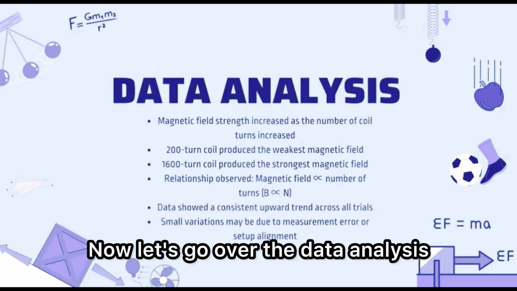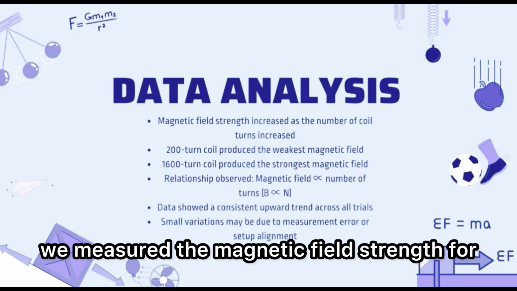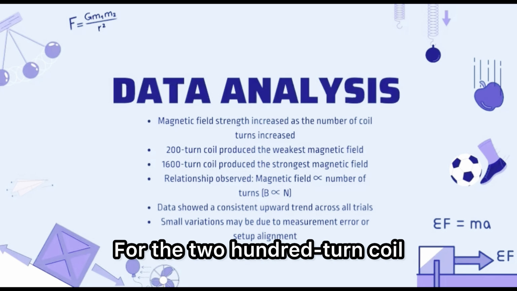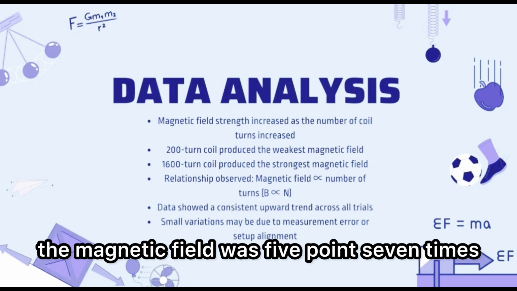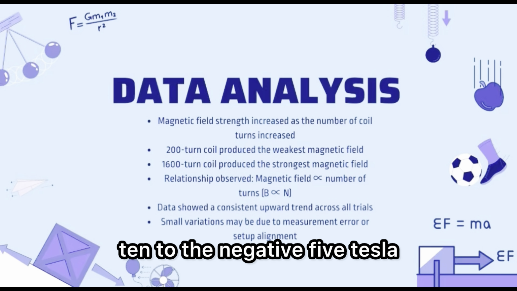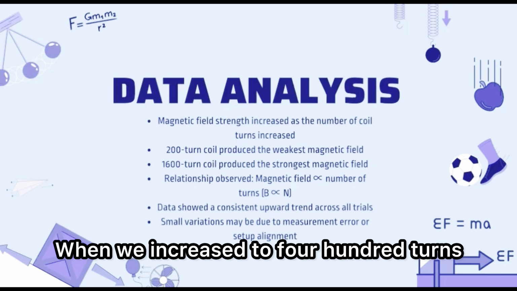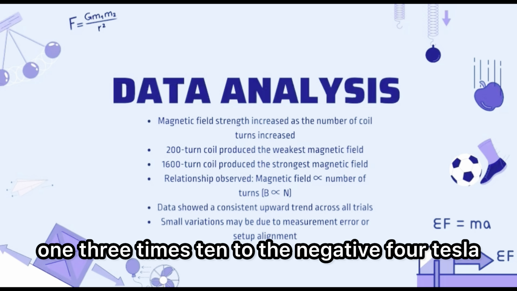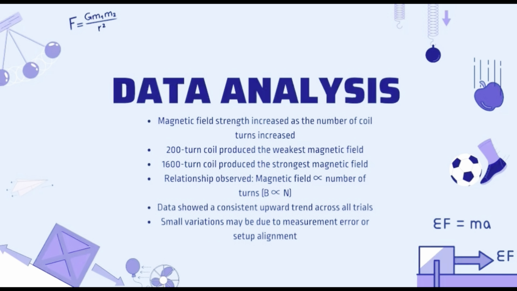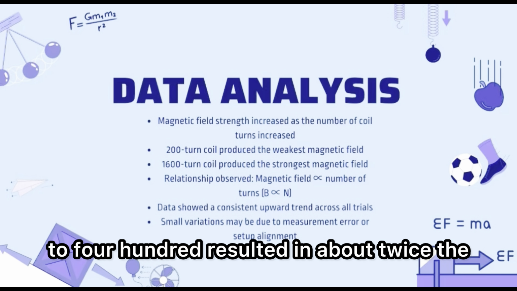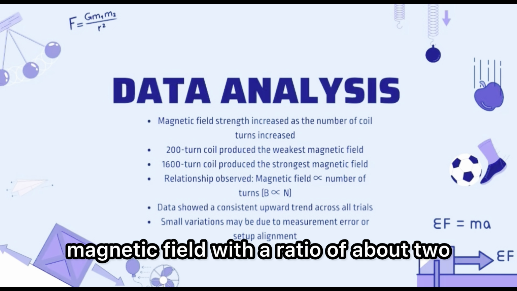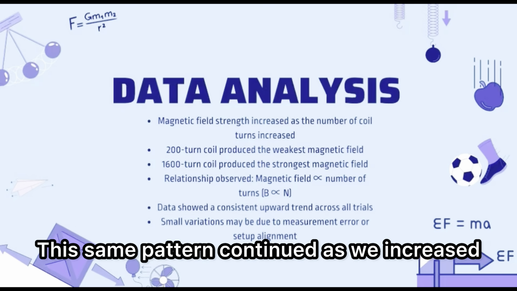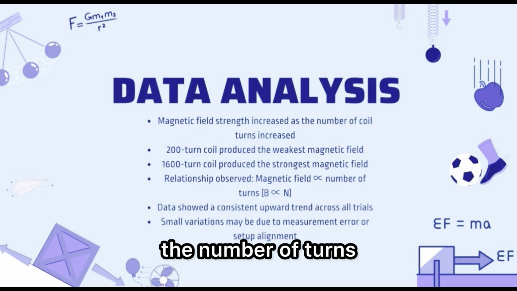Now let's go over the data analysis. From our results, we measured the magnetic field strength for coils with different numbers of turns. For the 200-turn coil, the magnetic field was 5.7 times 10 to the negative 5 Tesla. When we increased to 400 turns, the magnetic field increased to 1.13 times 10 to the negative 4 Tesla. Doubling the number of turns from 200 to 400 resulted in about twice the magnetic field, with a ratio of about 2.00. This same pattern continued as we increased the number of turns.